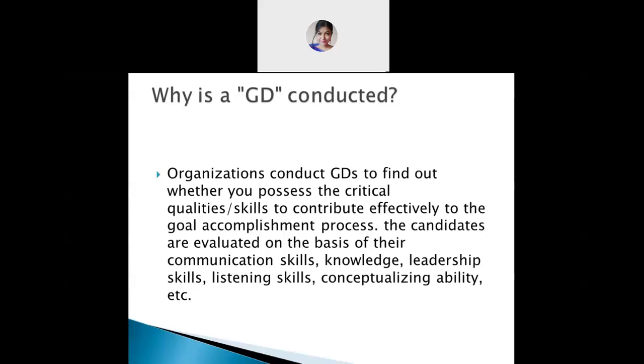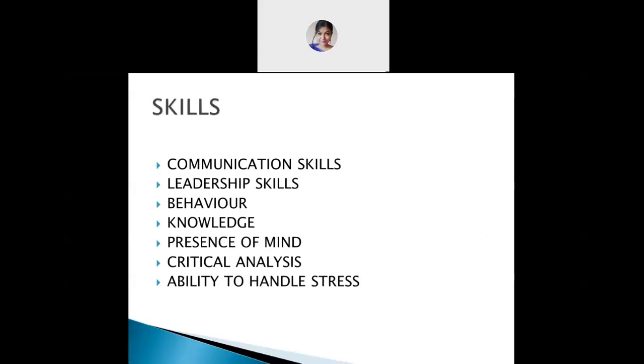They will evaluate you on the basis of certain qualities, and those skills are communication skills, leadership skills, behavior, knowledge, presence of mind, critical analysis, and ability to handle stress. So these are the basic skills, and the candidates are evaluated on the basis of these particular skills.